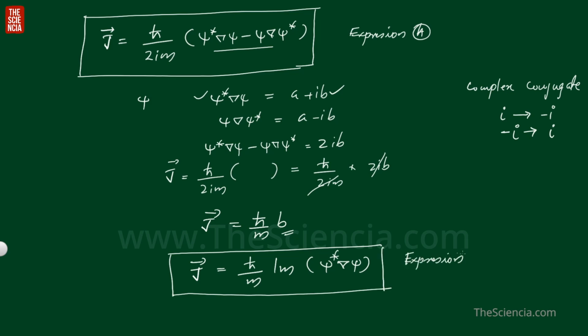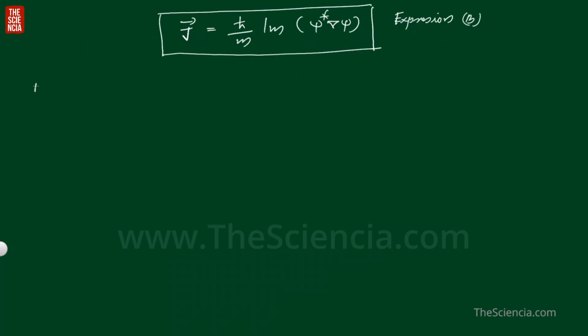So this is another expression for finding the current density. One important note: the current density of a real wave function psi is 0. I will tell you an example also.